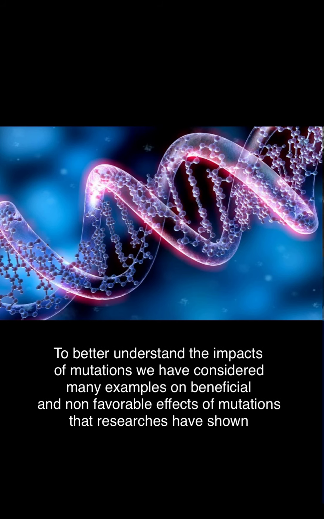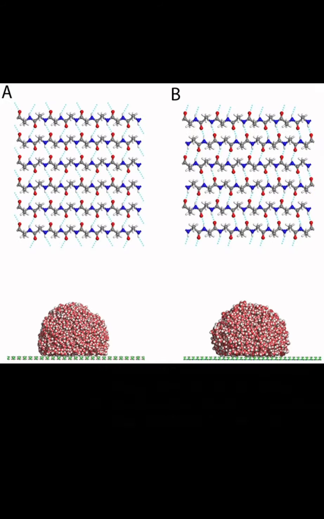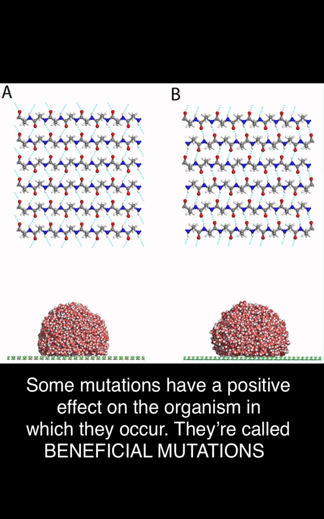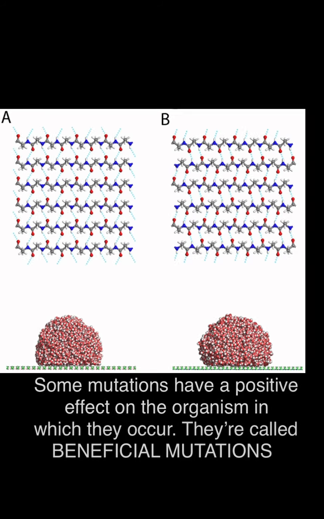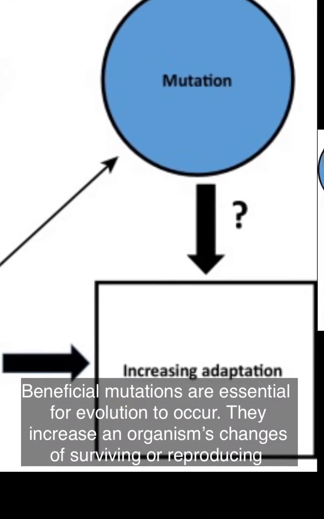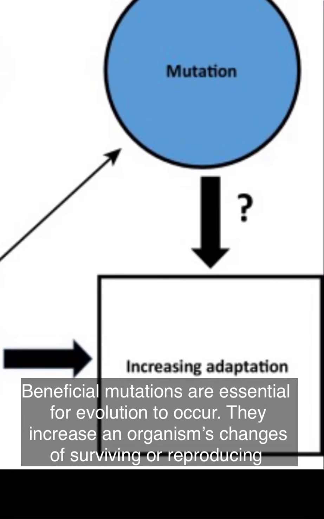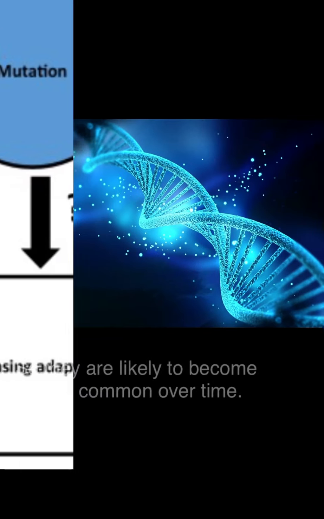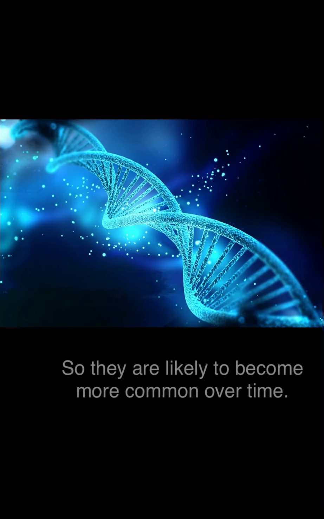To better understand the impacts of mutations, we've considered many examples of beneficial and unfavorable effects of mutations that researchers have shown. Some mutations have a positive effect on organisms in which they occur. They are called beneficial mutations. They lead to new versions of proteins that help organisms adapt to changes in their environment. Beneficial mutations are essential for evolution to occur. They increase an organism's chances of surviving or reproducing, so they're likely to become more common over time.